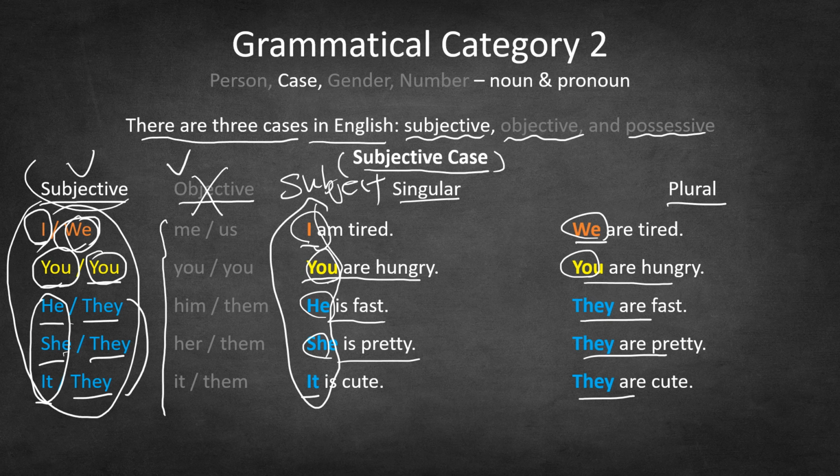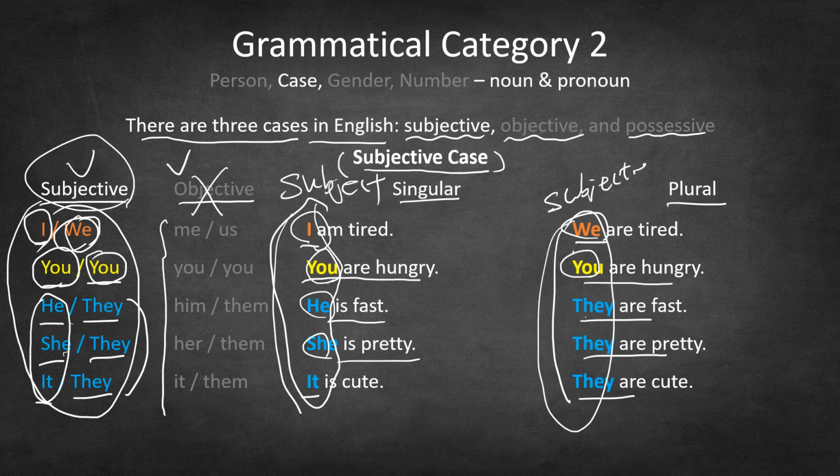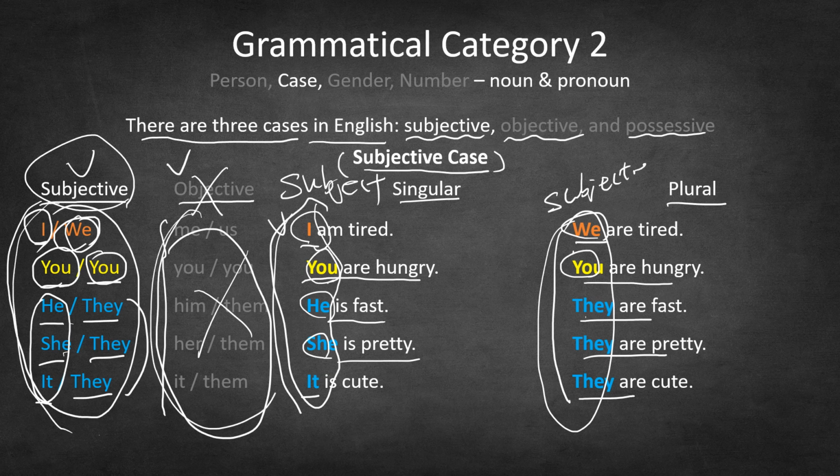Only subjective pronouns can be subject. We, you, they, these, they are subjective. Subjective pronouns, singular and plural, only they can be the subject. You cannot use these here in this section. So they are objective cases. So these are subjective pronouns. These are objective pronouns.